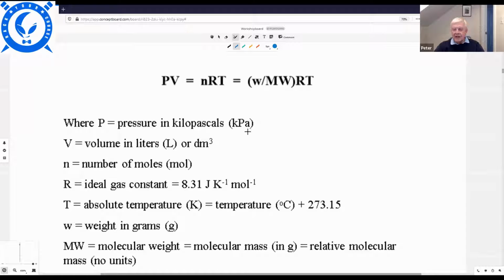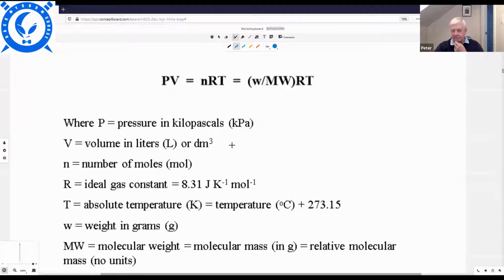If you look in the Oxford textbook, they prefer you to use pascals for pressure and the volume in meters cubed. I find meters cubed an unhelpful volume. I'm not all that thrilled with decameters cubed either, but at least I can relate to liters. So you always use the pressure in kilopascals, the volume in liters or decameters cubed. That's the required combination. If you don't use that, you're going to be off by a factor of 10 to the 6th.